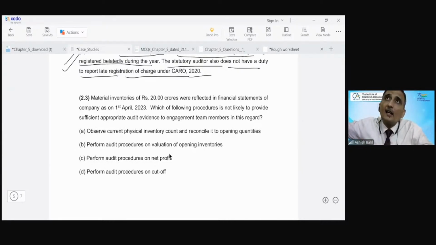So how are you going to obtain sufficient appropriate audit evidence in relation to opening inventories? Obviously, you can't go back in time. You do not have a time machine. You are appointed in year 23-24, so you can't make physical verification as on 1st April 23. Okay. So which of the following procedures is not likely to provide sufficient appropriate audit evidence to engagement team members in this regard?